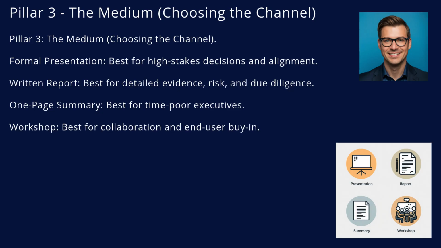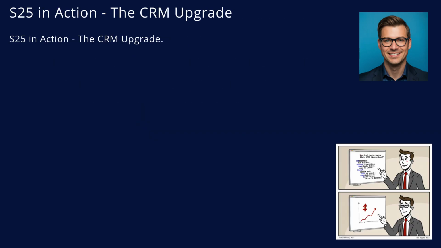Finally, the workshop. This medium is best for collaboration. When you need to roll out a socio-technical process change, you don't lecture people, you workshop it with them to build deep end-user buy-in. Let's look at S25 in action.